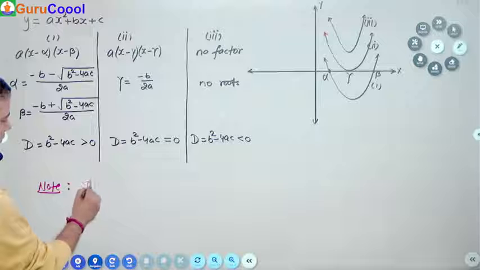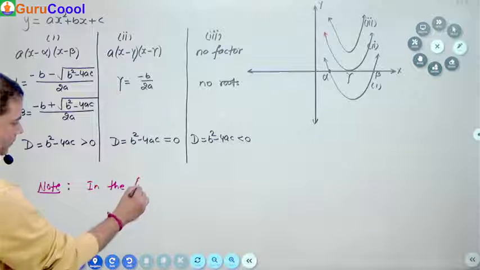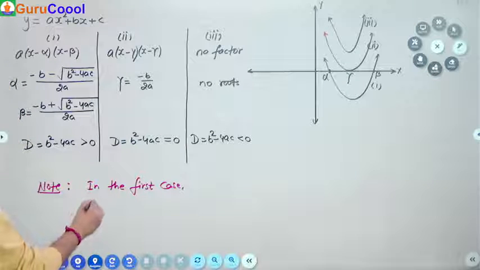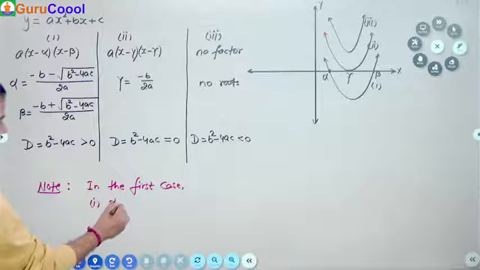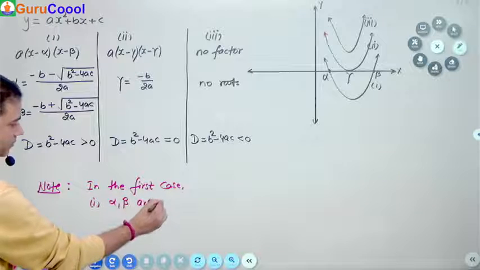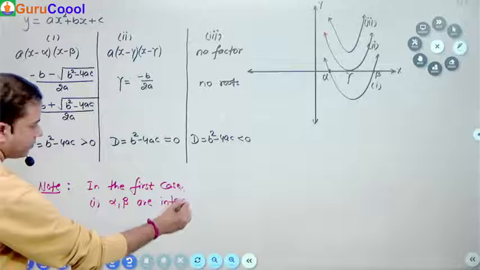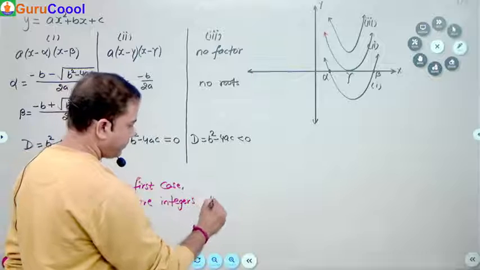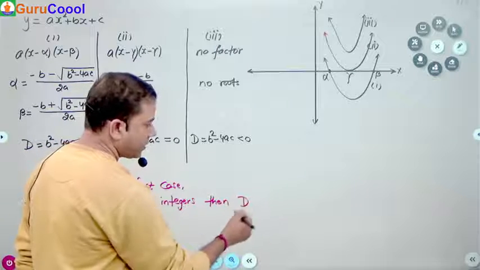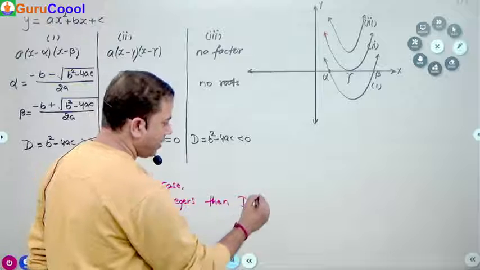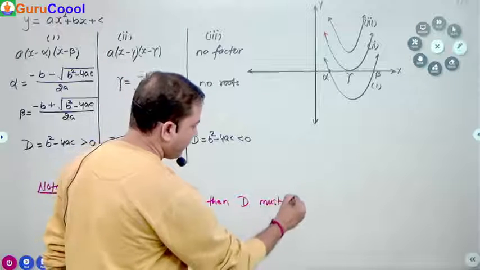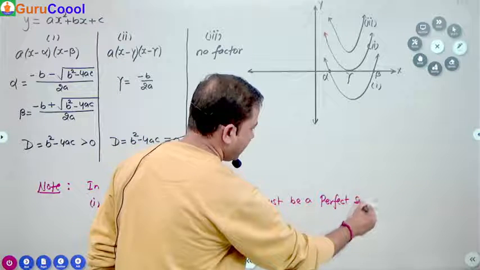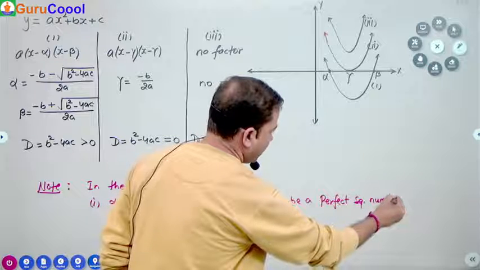In the first case, if alpha and beta are integers, then discriminant, that is b square minus 4ac, must be a perfect square number.